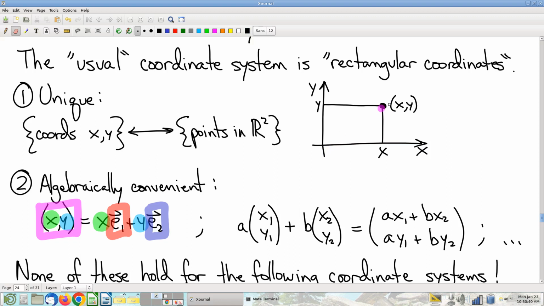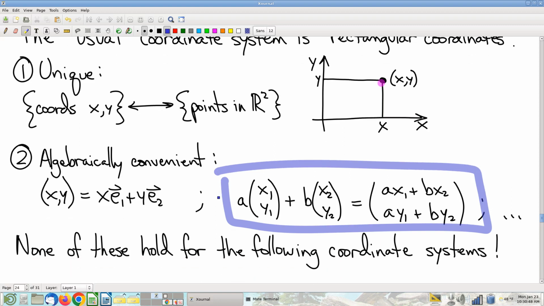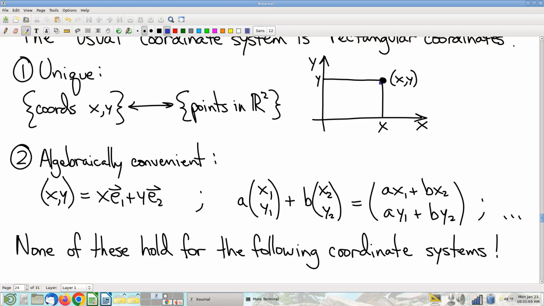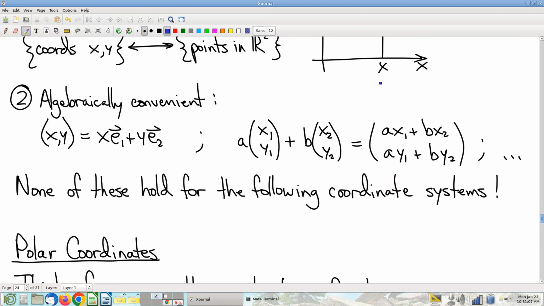And then likewise, look at how nice this is algebraically. If you take a linear combination of vectors described in rectangular coordinates, you can just take the corresponding linear combinations of their individual coordinates. Just very handy, and also a luxury, also not true in other coordinate systems. Okay, so as we go through these new coordinate systems, heads up that everything's different and less convenient in most cases.